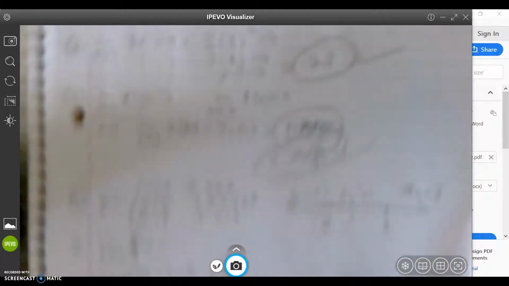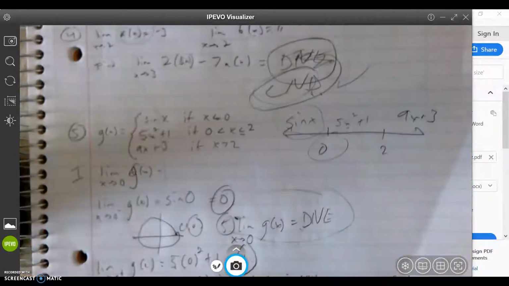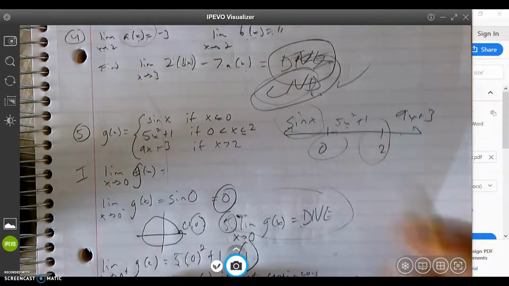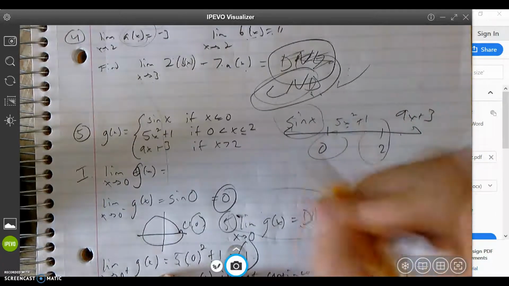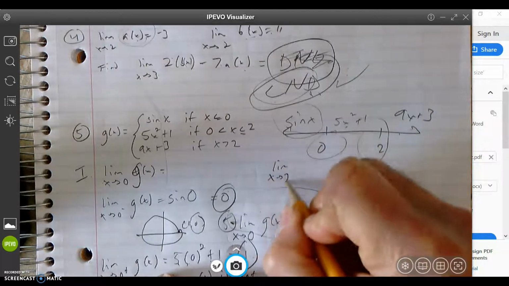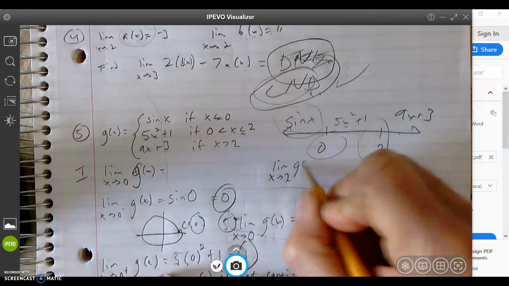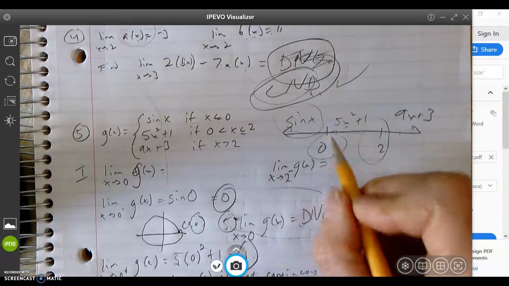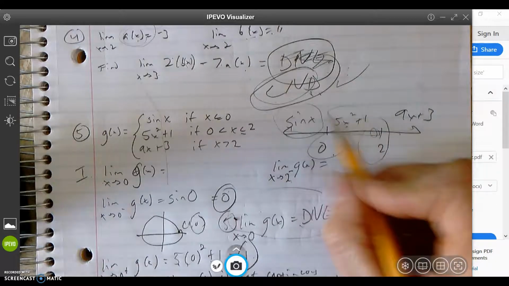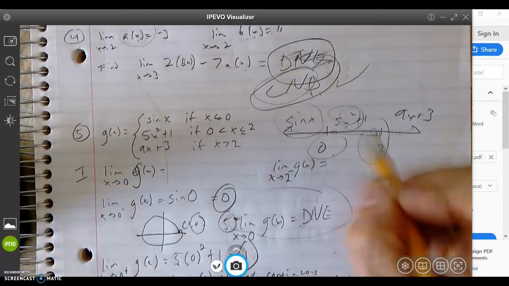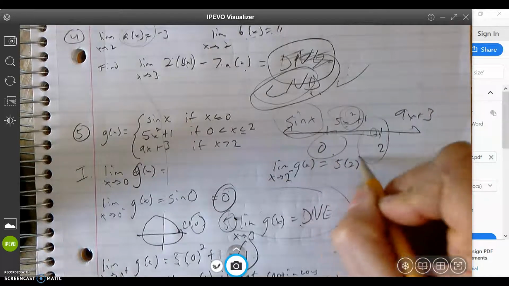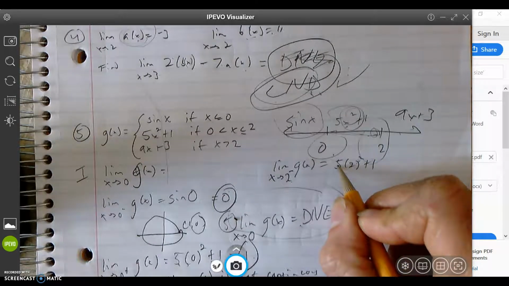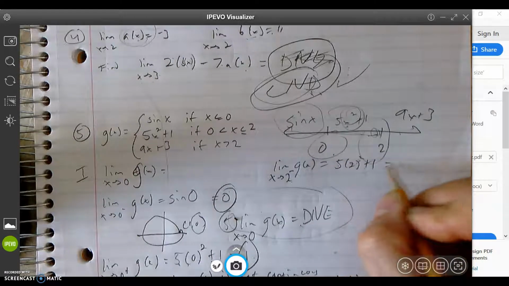Now, next. So now we're going to do 6 and 7 at the same time. So now we got to figure out the limit as x approaches 2 and whether it's continuous. All right, fine. So the limit as x approaches 2 of g of x. The first thing I have to do is figure out what happens from 2 to the left. To the left, you're on your parabola, approaching really close to 2. So that's going to be 5 times 2 squared plus 1. So 2 squared is 4 times 5 is 20 plus 1, which is 21.